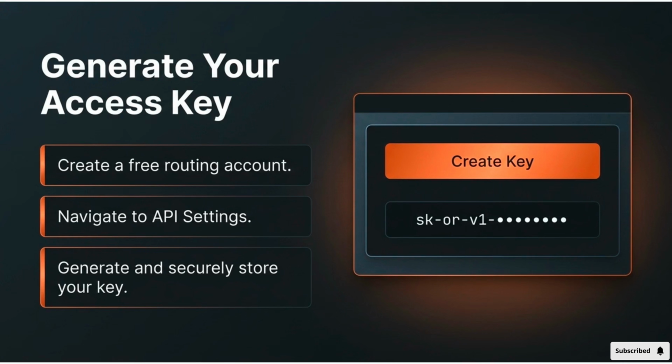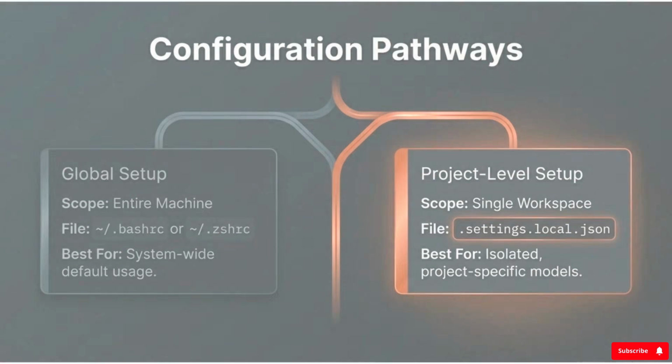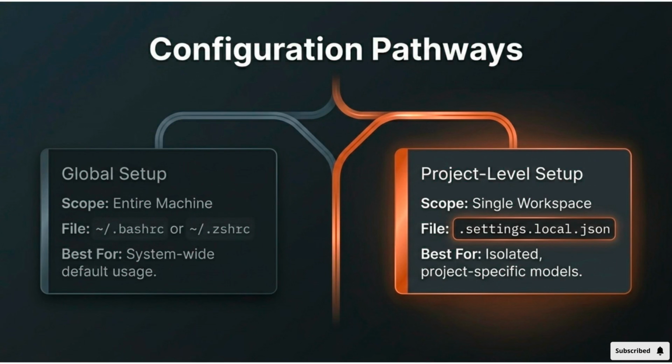To get started, you must first generate your access key. Create a free routing account, navigate to API settings, and generate and securely store your key. You have two configuration pathways: global setup, which covers the entire machine using .bashrc or .zshrc, and project level setup, which is for a single workspace using .settings.local.json.